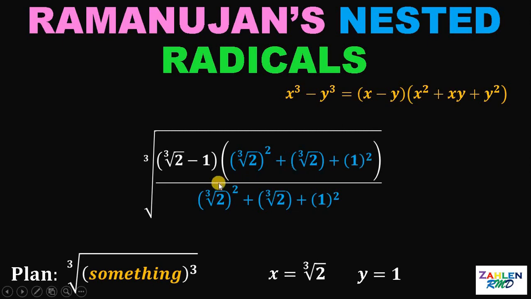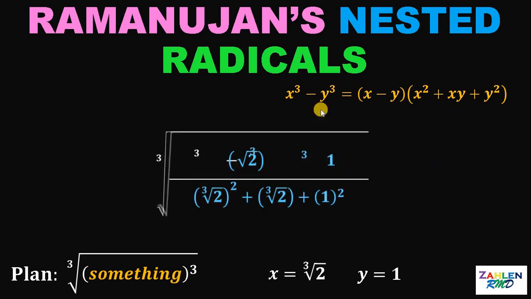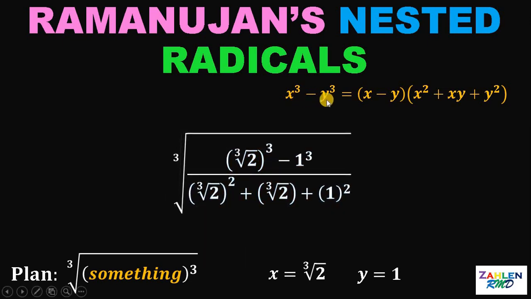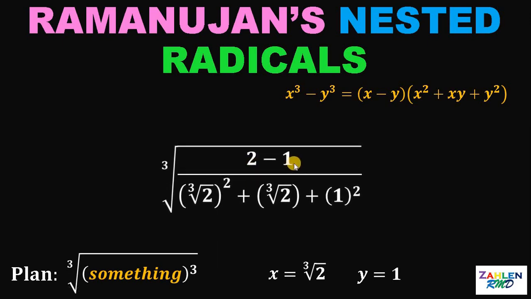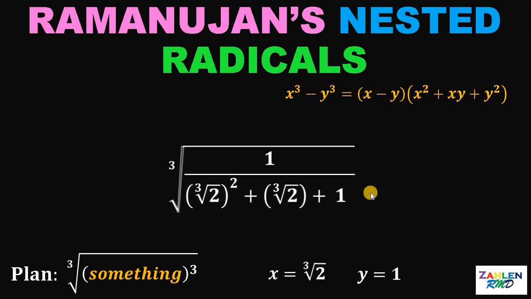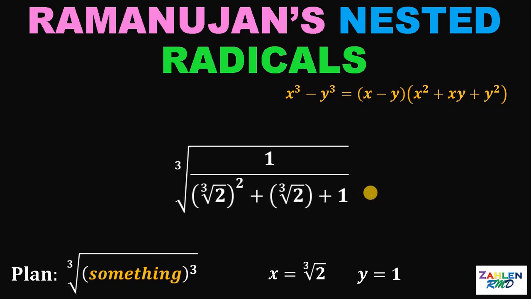If we do that, the numerator of this fraction is equivalent to x cubed minus y cubed, or simply cube root of 2 cubed minus 1 cubed. And cube root of 2 cubed is just 2, so we have 2 minus 1. And 2 minus 1, very simple, is just 1. Now, let's simplify. 1 squared is just 1. Now, at this point, literally, I'm stuck.